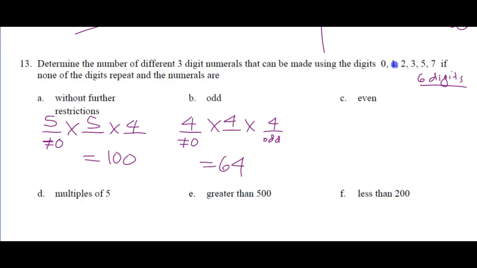Even. How many even? It's already done for you. Just got to do a slight calculation. 100 minus 64, right? We got 100 total, right? No restriction. 64 of them are odd, so 36 of them are even, right? 100 minus 64.